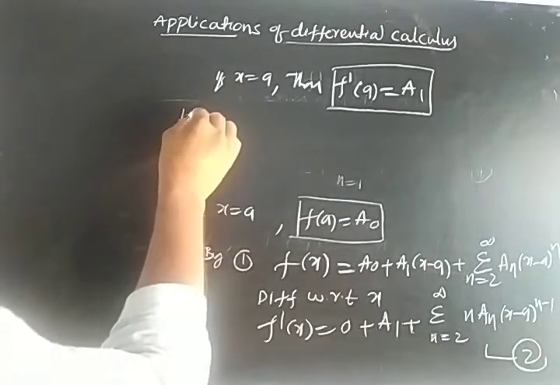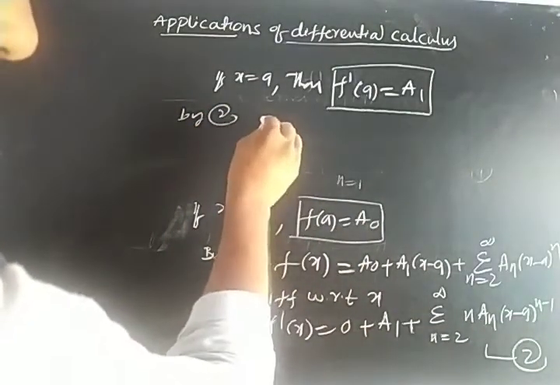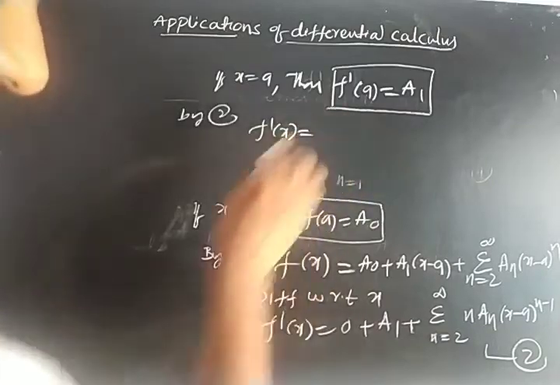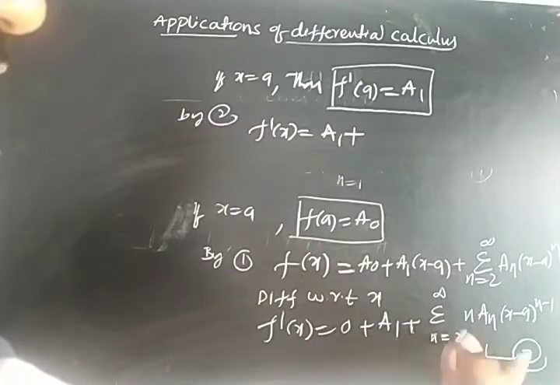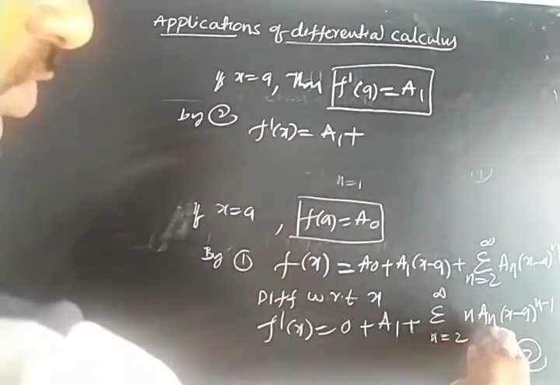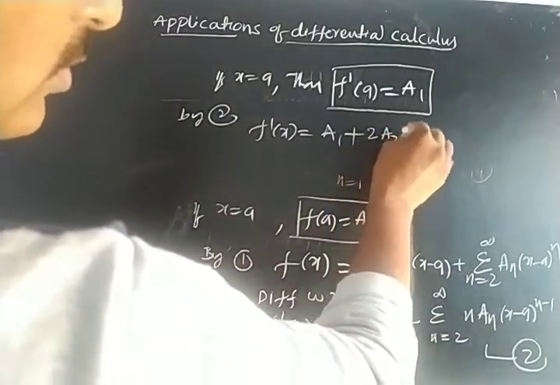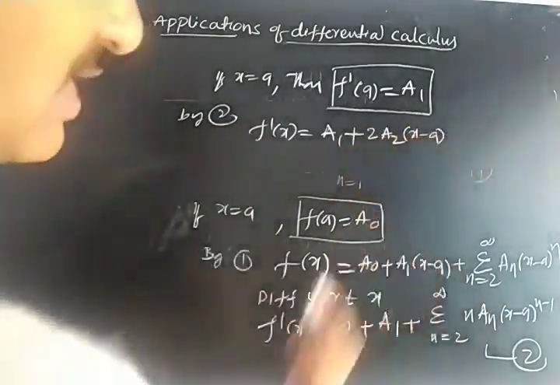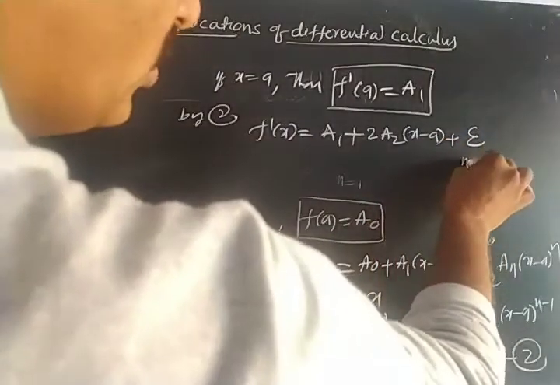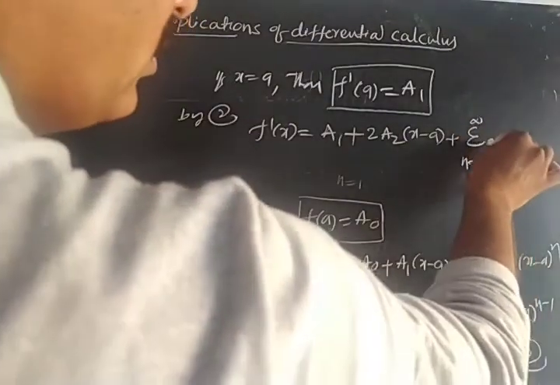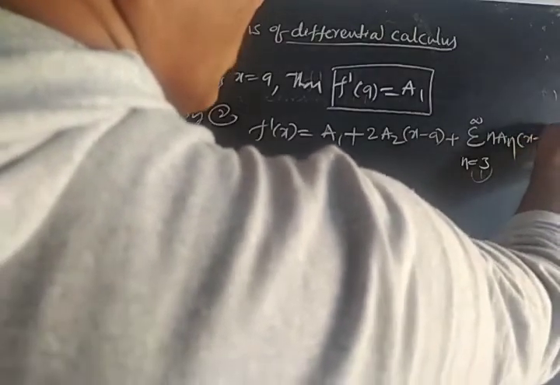Again by equation 2, I am rewriting the equation by taking one more term outside. So f dash of x is equal to a1 from 2. I am taking the n equal to 2 term outside, by substituting n equal to 2: 2 a2 into x minus a whole power 2 minus 1. Remaining terms I am writing in expansion form: summation n equal to 3 to infinity n into an x minus a whole power n minus 1.